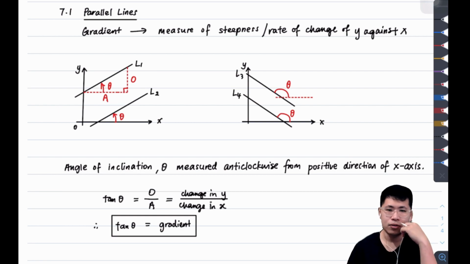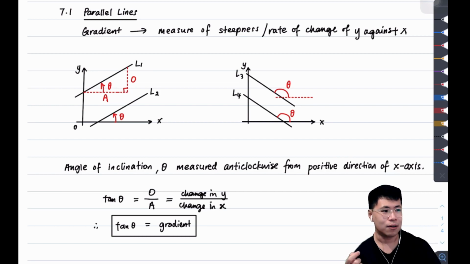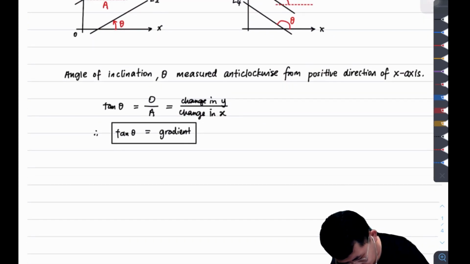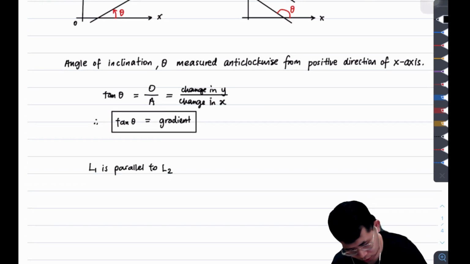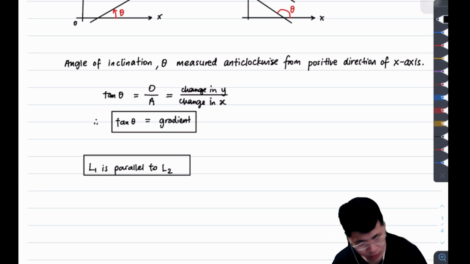Now let's come back to this concept based on these two parallel lines again. Over here we can see that L1 and L2 are parallel. So let's write this proof over here. We have L1 and L2 which are parallel, so L1 is parallel to L2. So this would be the result over here.